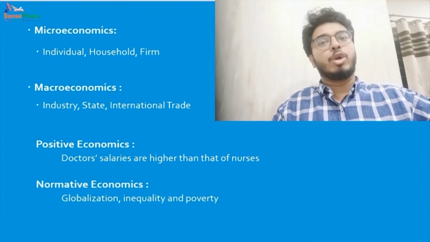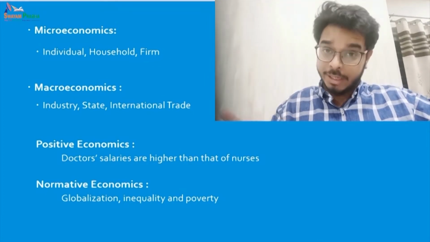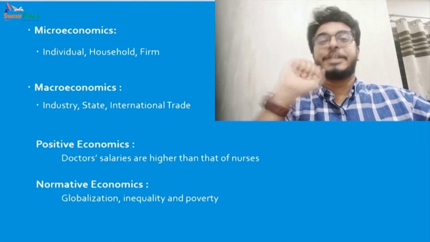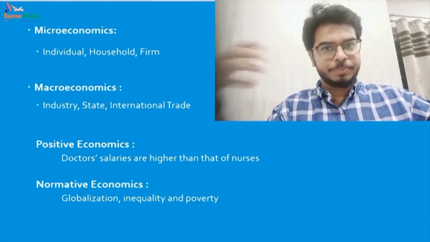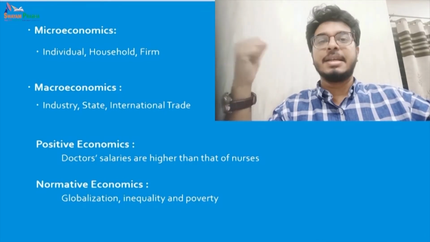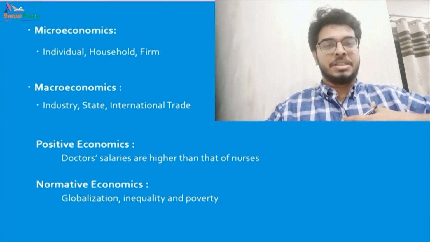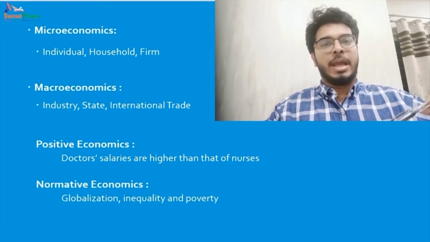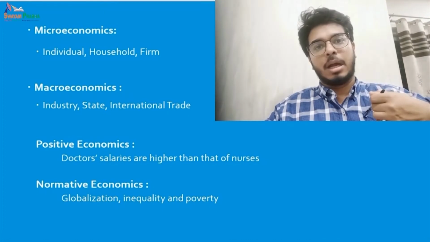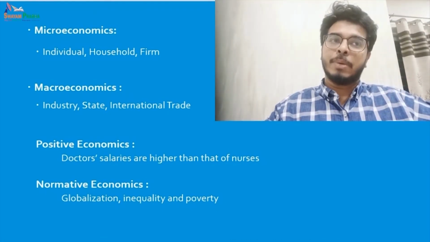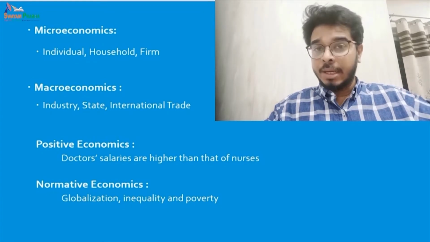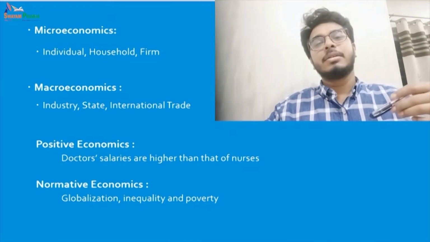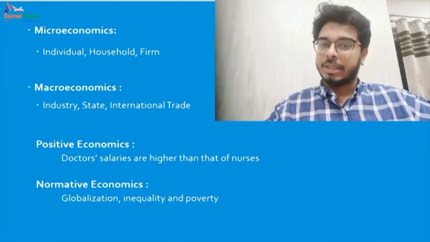So microeconomics deals with the systems where the economic agents are small in number, taking an example, individuals. If I am a decision maker for myself, whether I will have chapati today or noodles today, whether I will buy atta or maida, then it's microeconomics. It's an individual making the decision.